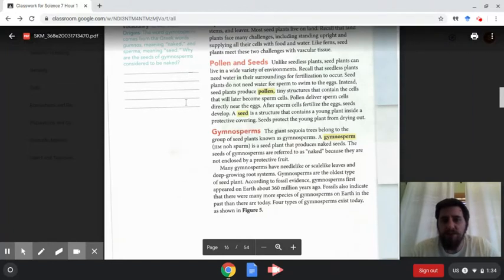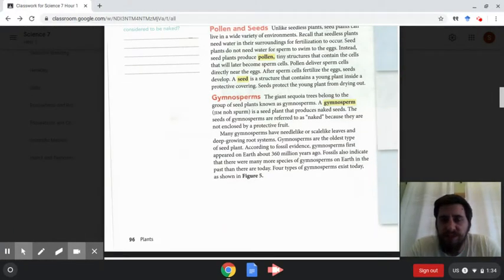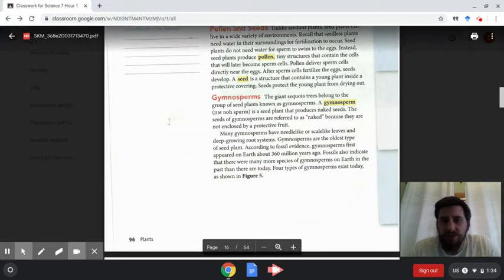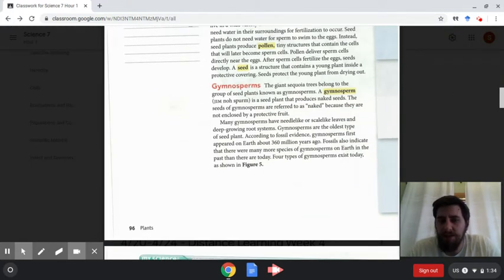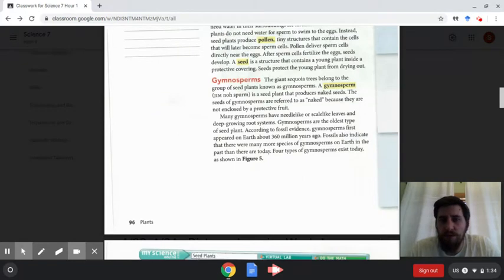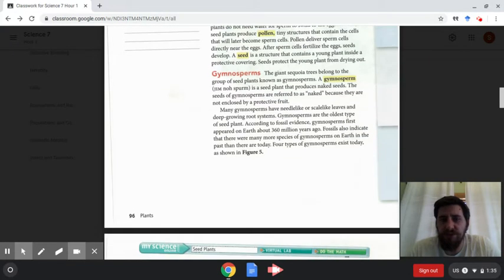Gymnosperms. The giant sequoia trees belong to the group of seed plants known as gymnosperms. A gymnosperm is a seed plant that produces naked seeds. The seeds of gymnosperms are referred to as "naked" because they are not enclosed by a protective fruit. Many gymnosperms have needle-like or scale-like leaves and deep-growing root systems. Gymnosperms are the oldest type of seed plant. According to fossil evidence, gymnosperms first appeared on Earth about 360 million years ago. Fossils also indicate that there were many more species of gymnosperms on Earth in the past than there are today.